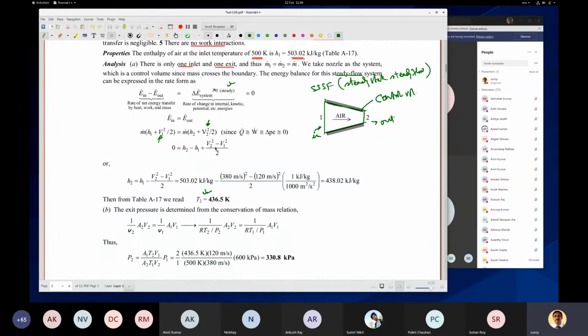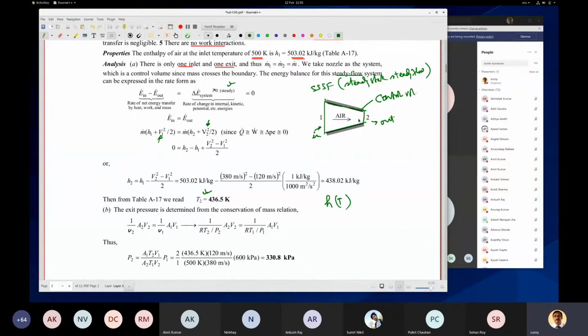Because we know the kinetic energy change, we will know the enthalpy change. Enthalpy at the inlet is known at 500 K. And so at the outlet also we can figure out because we know the change in kinetic energy. Once you know the enthalpy at the outlet, enthalpy is a function of temperature. For air as an ideal gas, it only depends on the temperature. So if you know the temperature when coming in, you also know the enthalpy. When it's going out, you also know the enthalpy.